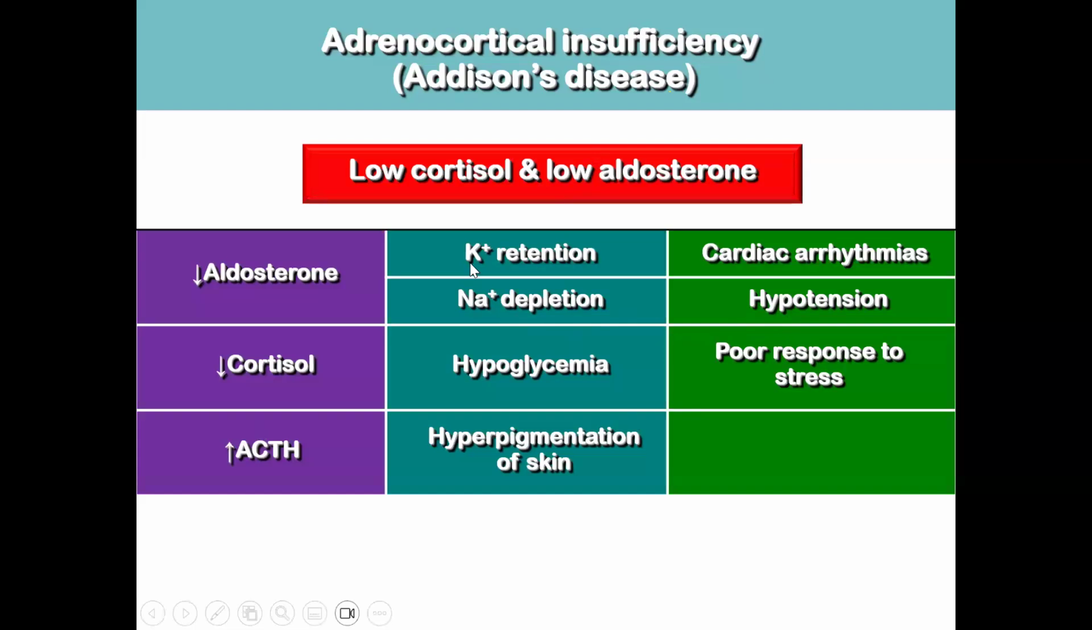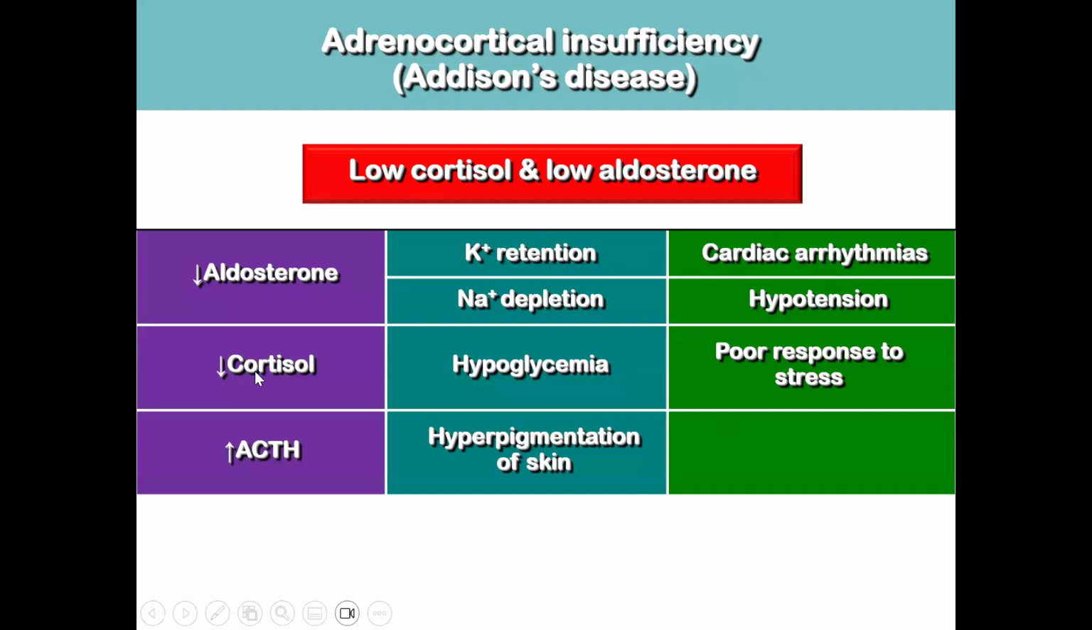Also, one of the functions of aldosterone is to cause potassium excretion through urine. But if levels of aldosterone are low, then potassium will not be excreted. It will be retained in the body. So potassium levels will increase, and this can cause irregular cardiac rhythms like cardiac arrhythmias. The beating of the heart will be affected.